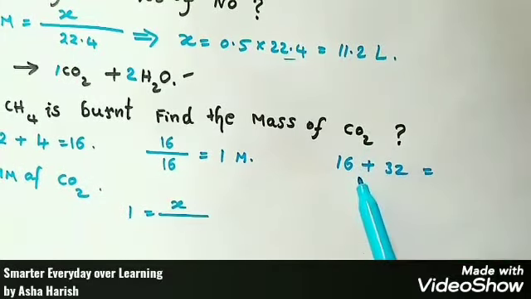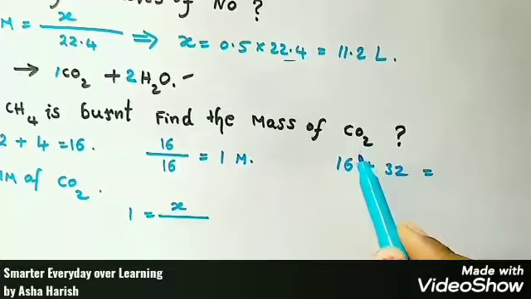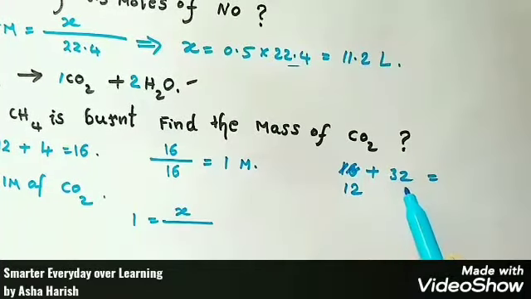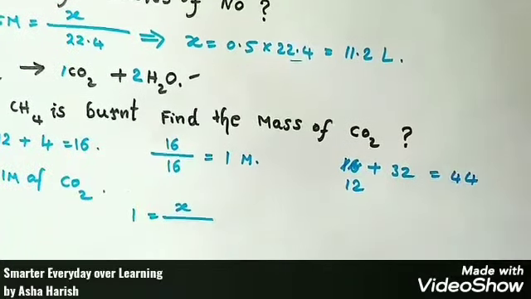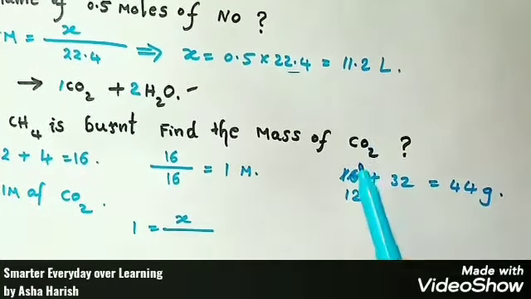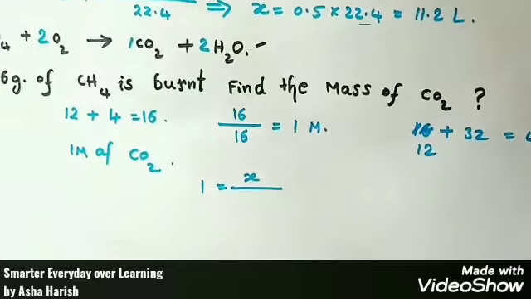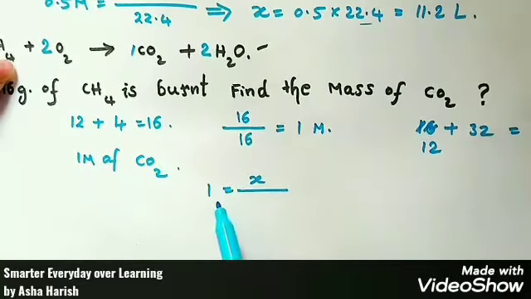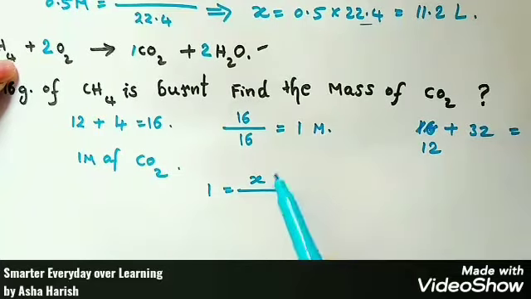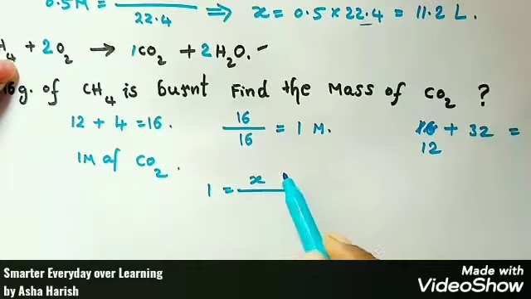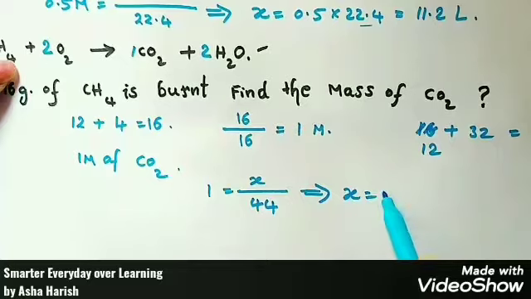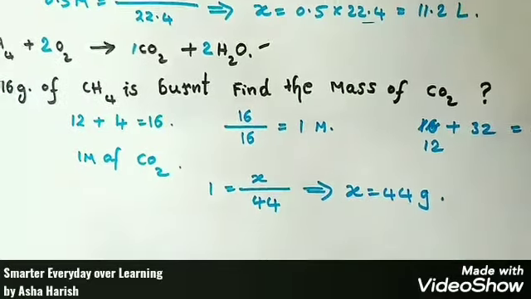Sorry students, it's not 16 but carbon, atomic number 6, so the molecular mass is 12, right? 12 plus 32, then you should get 44 grams as the molecular mass of CO2. Then students, by using the second formula here, the number of moles, that is 1 mole, is equal to the volume given. That only we have to calculate here, which you should take as X, by the molar volume, that is 44, what we have calculated here. Then students, X is equal to 44 grams.